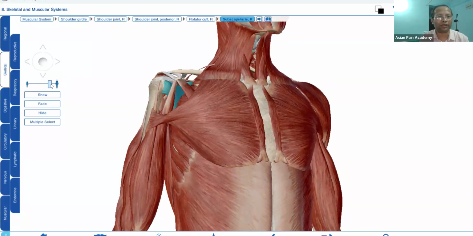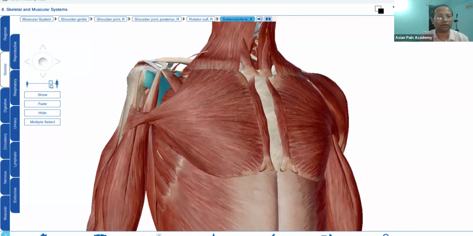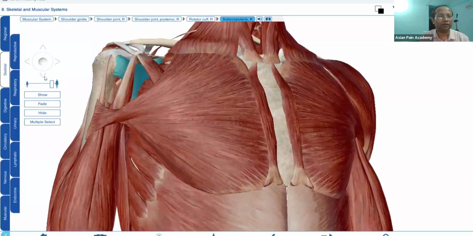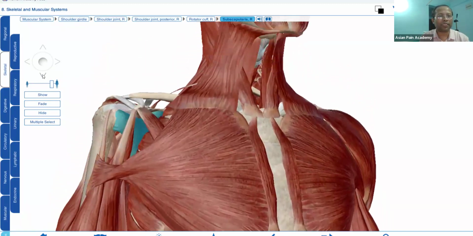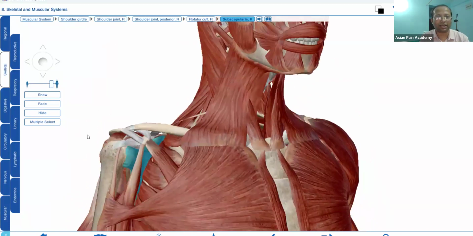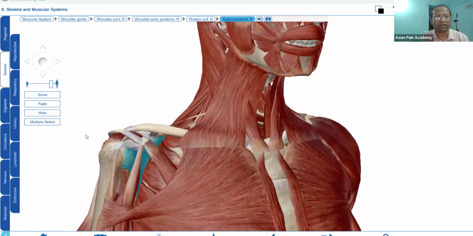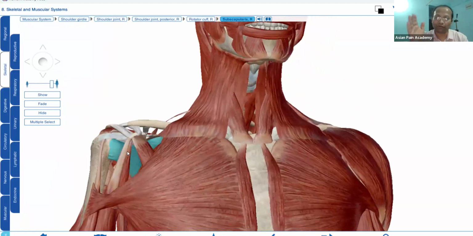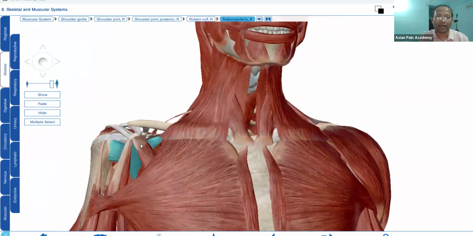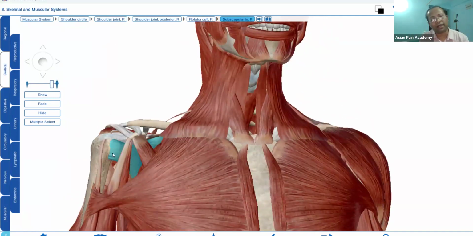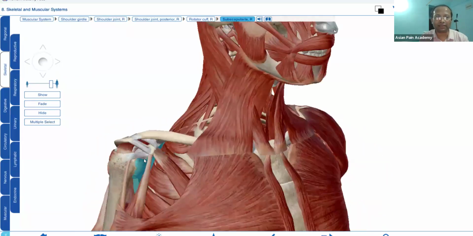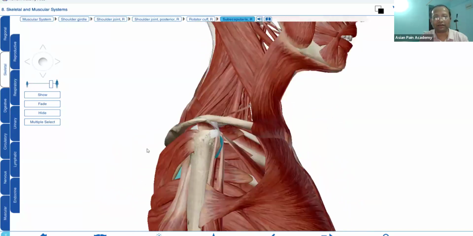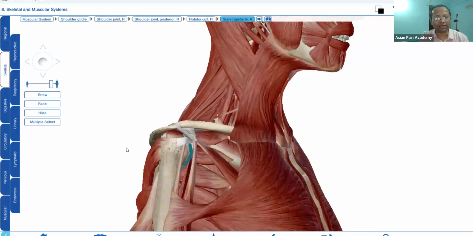If I make it a bit bigger, then okay, so this one is subscapularis. You can understand that it starts from the subscapular fossa, and then it comes and joins in the humerus, that is the lesser tuberosity.